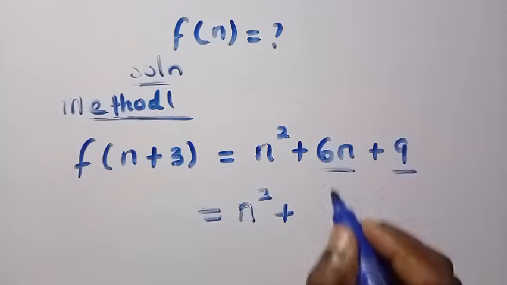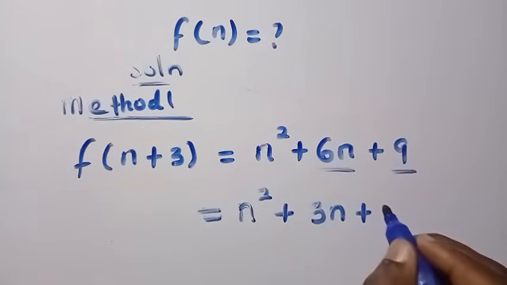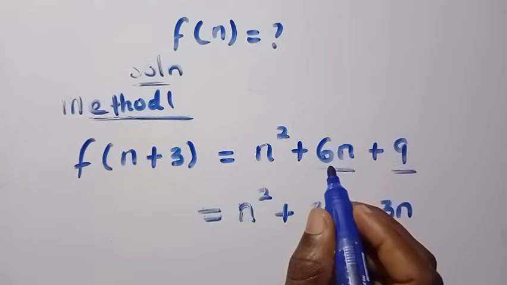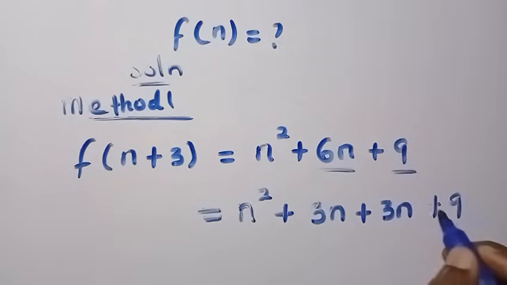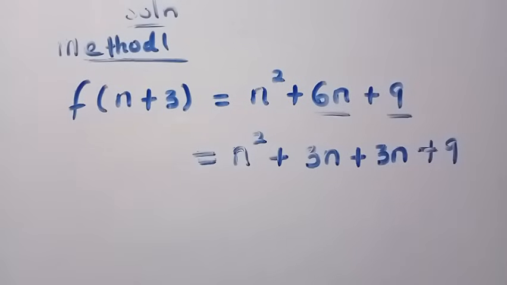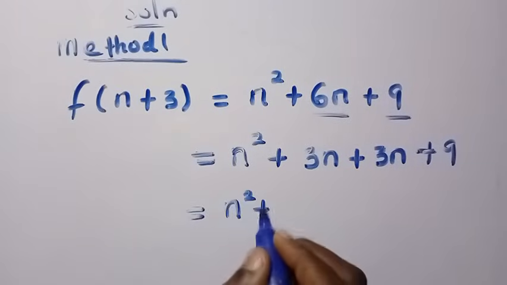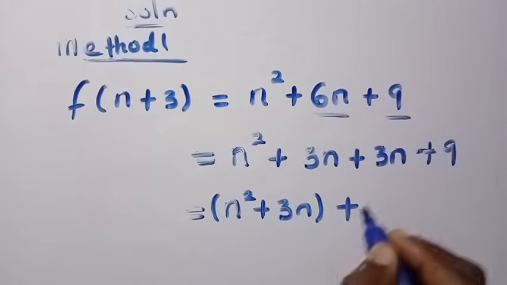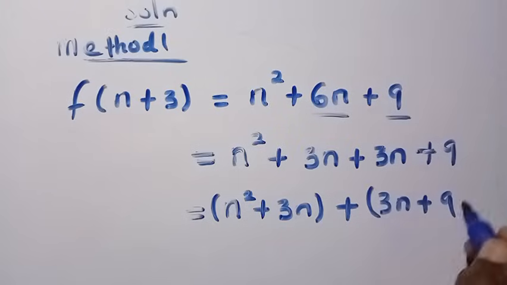We try and replace this 6 with 3n plus 3n. So 3n plus 3n gives us 6n. But this is not having n, so we are going to leave the 9 like that, because 3 times 3 is 9. After having this, we are going to have n squared, so we pair it with 3n. Then we have 3n also, we pair it with 9.